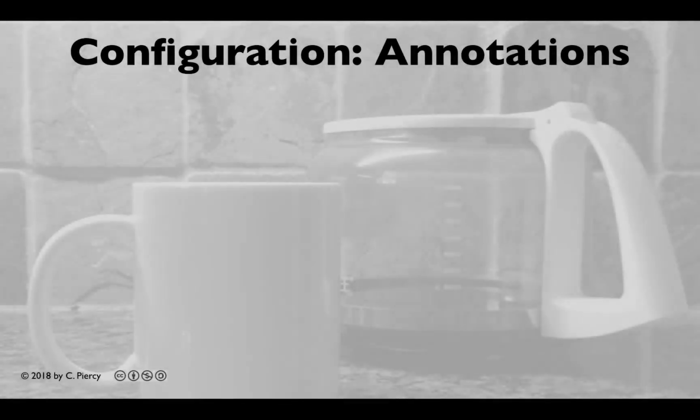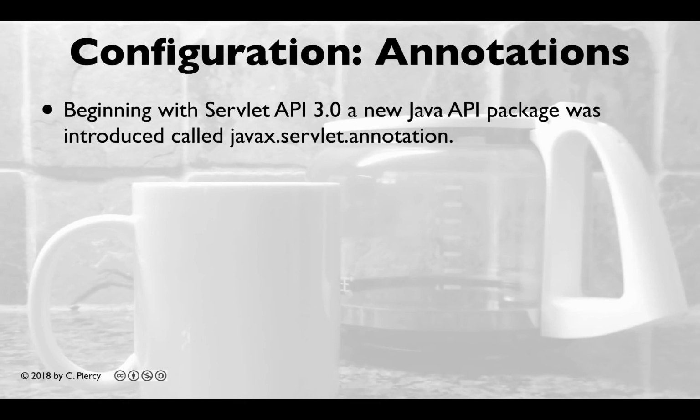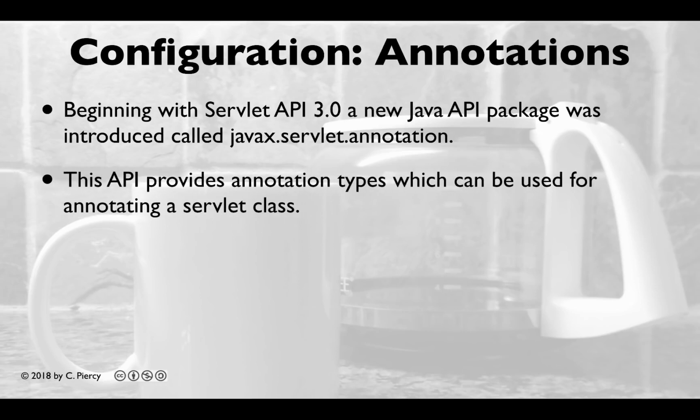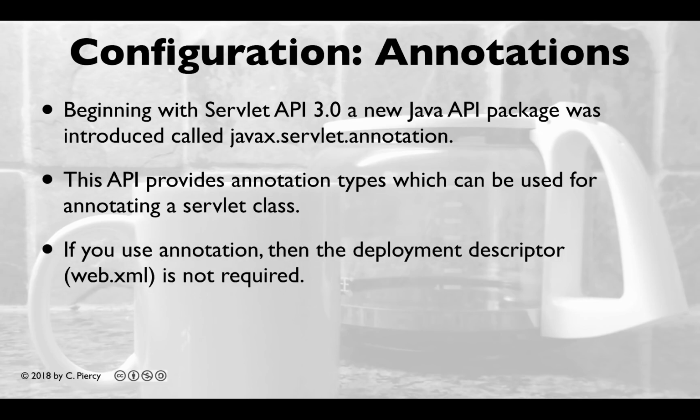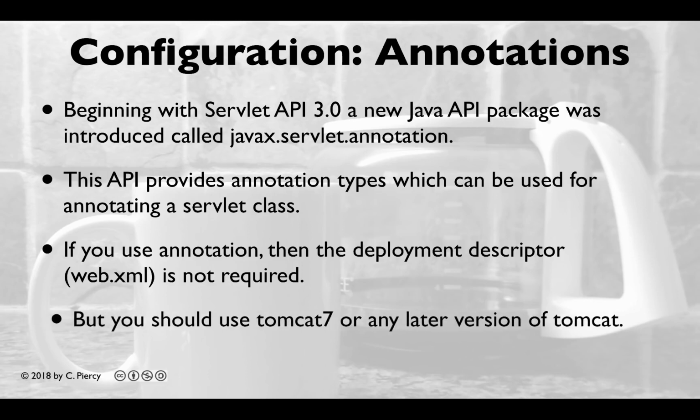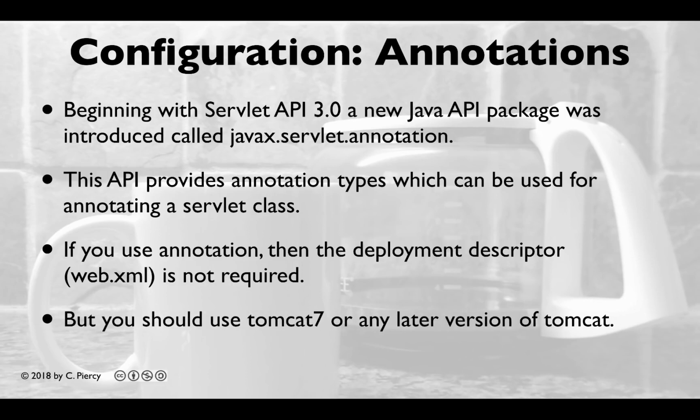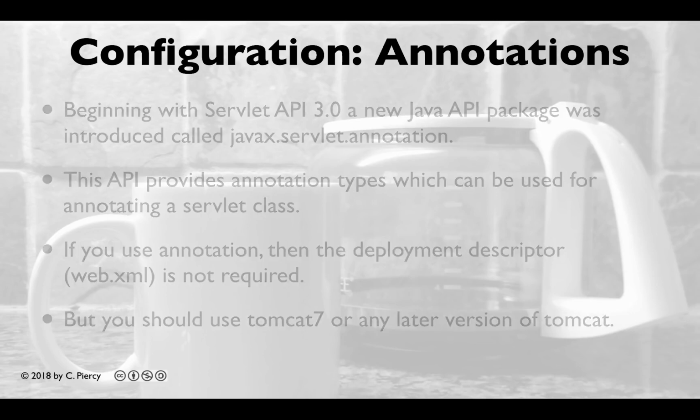Beginning with Servlet API 3.0, a new Java API package was introduced called javax.servlet.annotation. This API provides annotation types which can be used for annotating a servlet class. This makes it easier to connect our servlets to URL mappings. If you use annotation, then the deployment descriptor, or the web.xml file, is not required to connect your servlets to URL mappings. But we should use later versions of servers. For Tomcat, you must use Tomcat 7 or later.